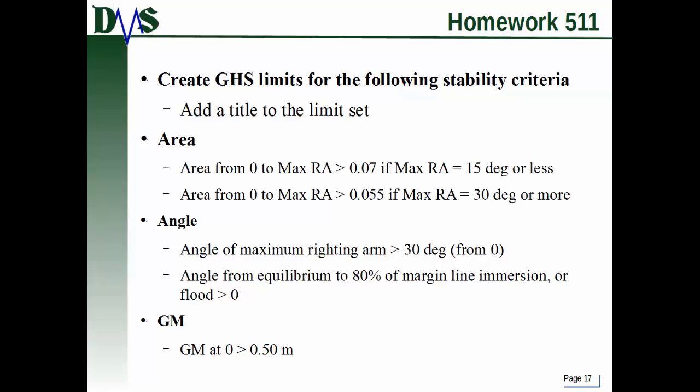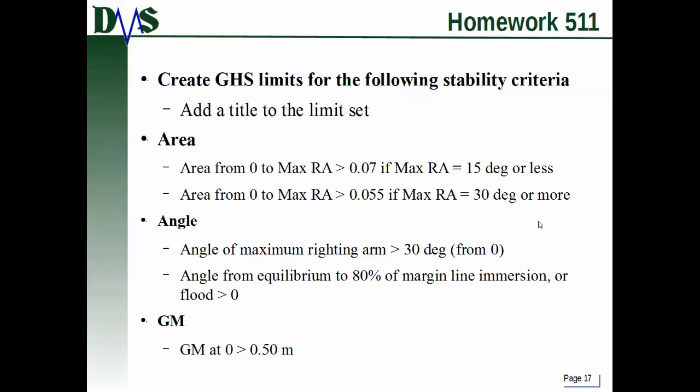Now, these are nonsensical limits. I've put them together mostly as an exercise of your ability to program in GHS, so they don't represent actual regulations. So the first one is an area limit. So this is that special case I was telling you about. You have an area from 0 to the maximum righting arm must be greater than 0.07 if the maximum righting arm is 15 degrees or less. And the area from 0 to maximum righting arm must be greater than 0.055 if the maximum righting arm is 30 degrees or more. And the unwritten thing here is, and you need to interpolate between those two values.